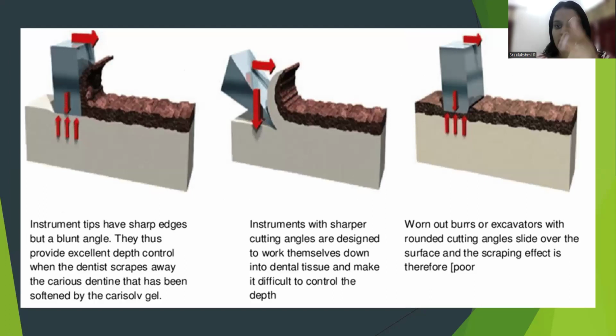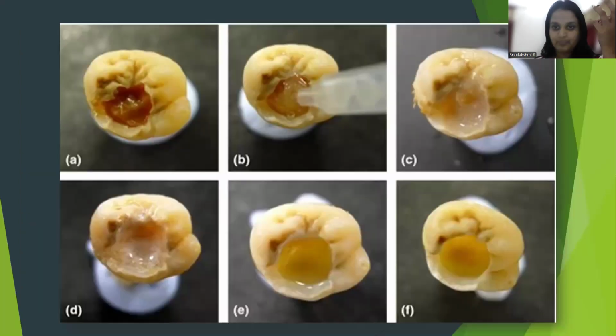When it is a worn out bur or excavator with rounded cutting angles, it just slides over the surface and the scraping effect is poor, and still more caries will be left, infected dentin will be remaining over the tooth. So this is a pictorial representation of using a chemomechanical caries removal gel.